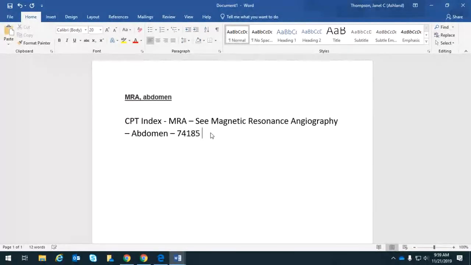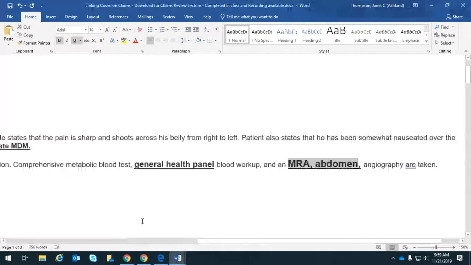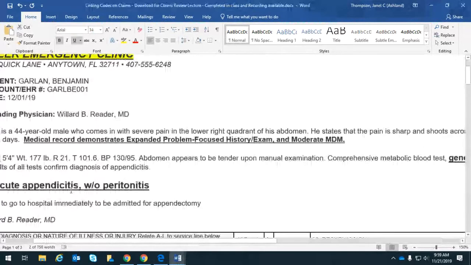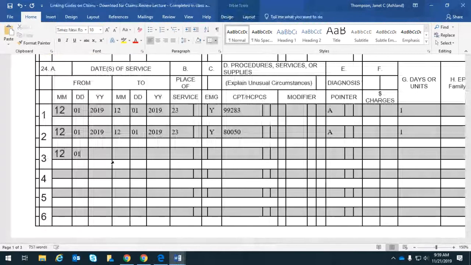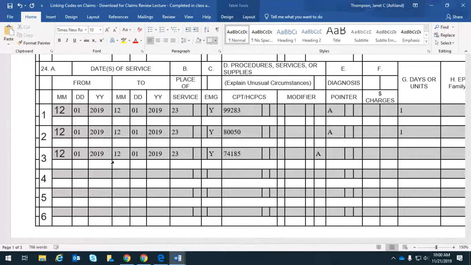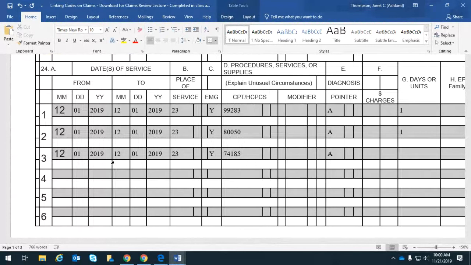74185. Now, of course, you do have to look these codes up to verify. I'm just skipping those steps so we can get through the exercise. So 74185. I'm going to go back to my claim form here and put in my same date. These were all on the same date. Place of service was the emergency department, and that was 74185. It goes to diagnosis A. And there was only 1 unit performed.